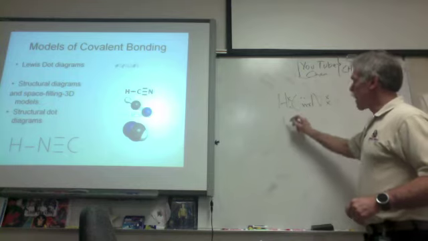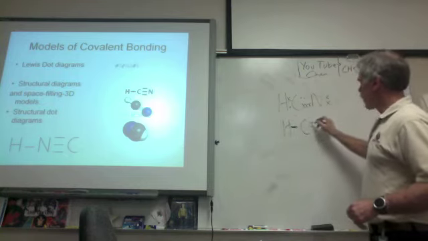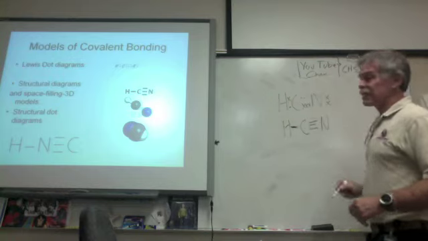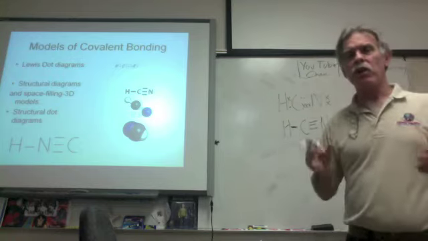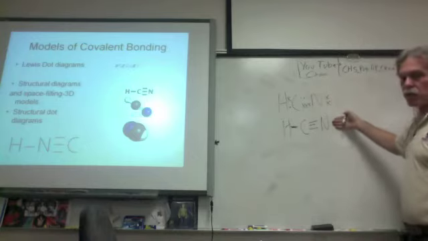So what would that look like? Well, there's 1 shared pair, that's a stick. There's 3 shared pairs, that's 3 sticks. And that's it. That's the structural diagram. We don't show unshared pairs like these. These are not shared, so they're not shown here.